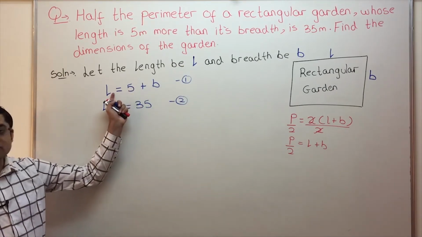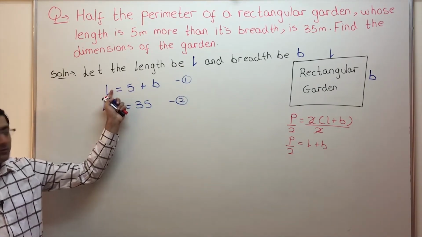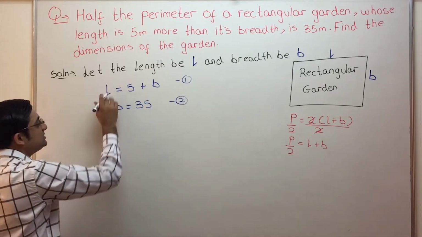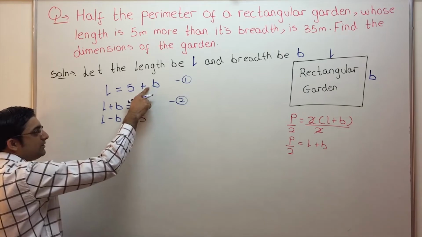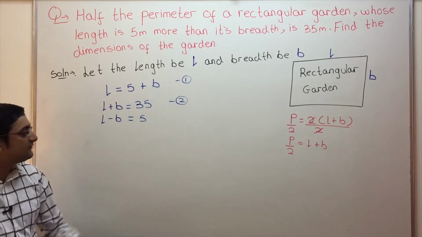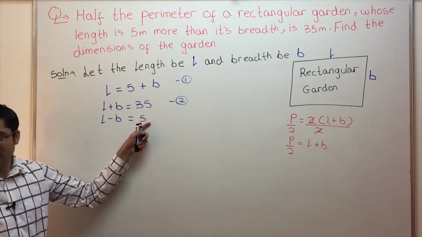So let me first get this equation also in this form. That is both variables on one side, constant on the other side. So this equation will become L minus B is equal to 5. I will bring the B over here. So L minus B is 5. So now we basically have to solve these pair of linear equations.